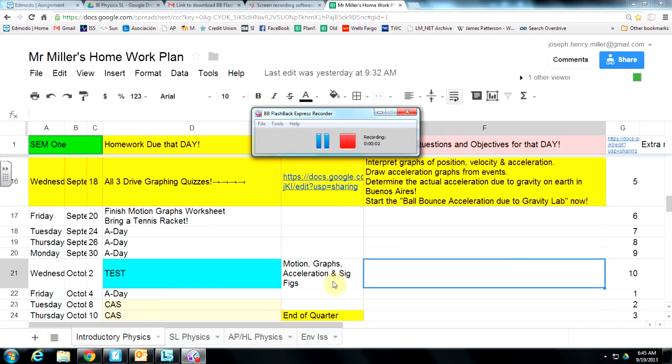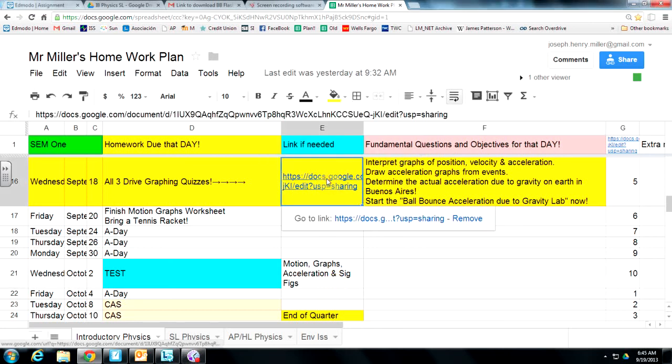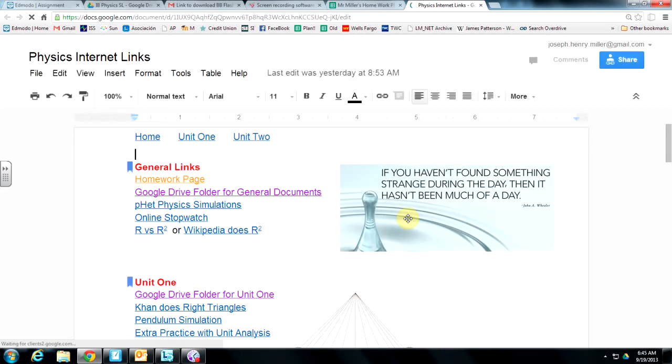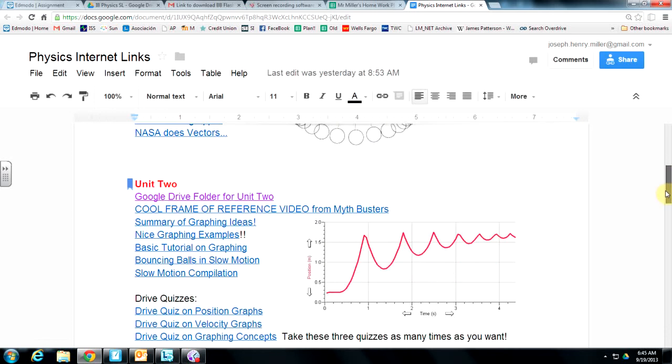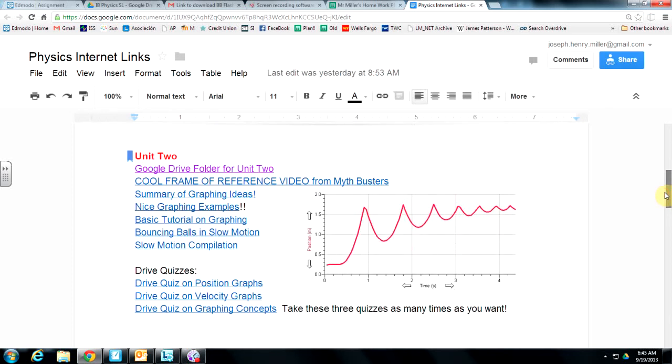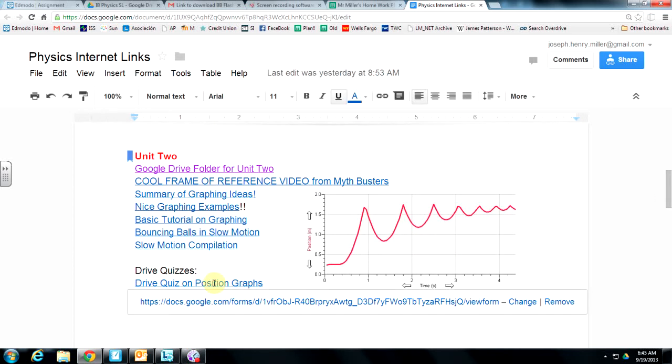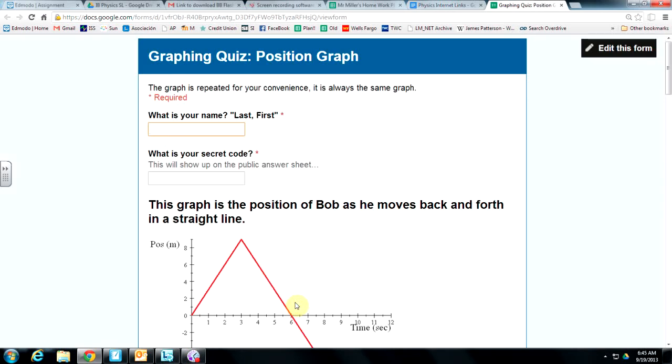Alright, so we're gonna look at the first quizzes and see if we can make a little key to make it a little easier to study these things. So I'm gonna go ahead and open up the first quiz, this one on position. So you have the drive quiz on position graphs. Open that up. And I guess we'll put in names here.